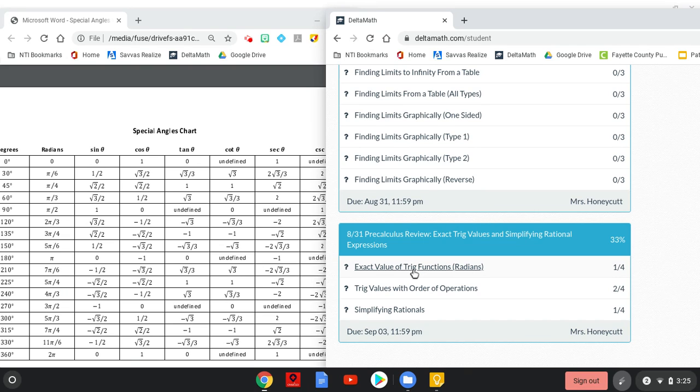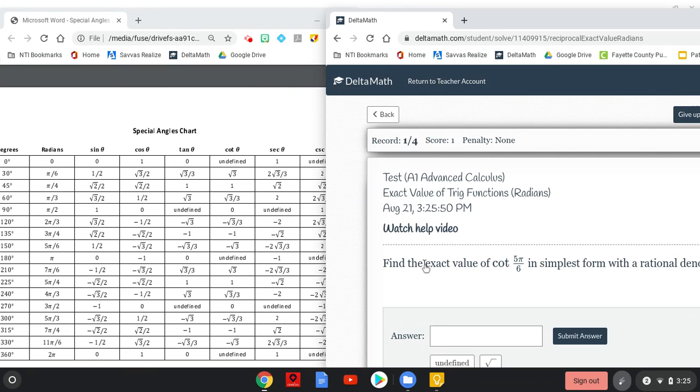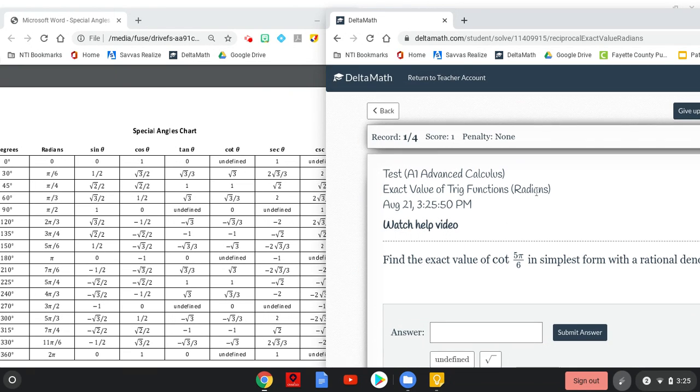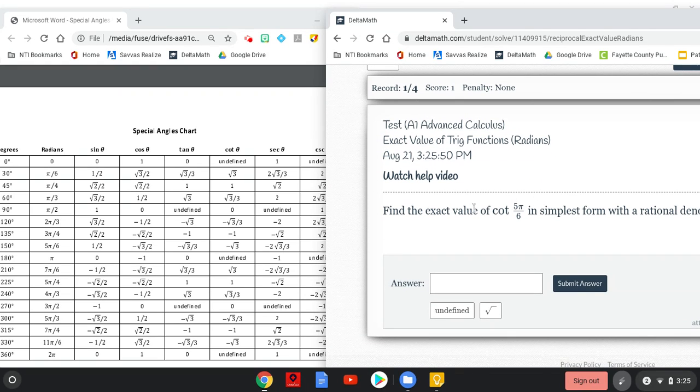Okay, so let me show you what you're going to have to do. There's two sections that go with this skill. So let's look at this section right here. The first problem I have is that I need to evaluate or find the exact value of the cotangent of 5 pi over 6 in simplest form with a rational denominator. So cotangent is on my chart right here. I need to find 5 pi over 6 right there, and I just need to figure out where they match up. So the cotangent of 5 pi over 6 looks like it is negative square root of 3.